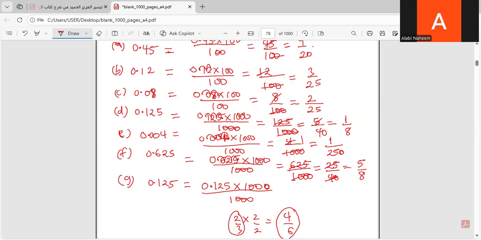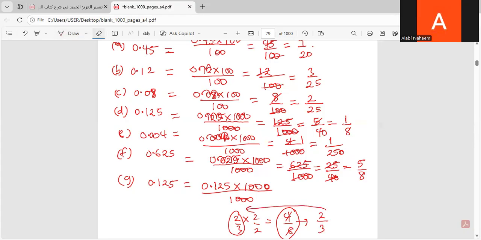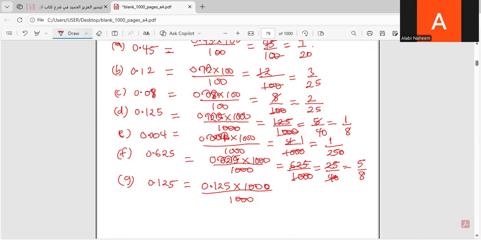But they are the same. Let's reduce this back to its original form. 4 divided by 2 is 2. 6 divided by 2 is 3. You can see it's now in its original form. So when we say multiply the number and divide it by the same number, or with a fraction, multiply the numerator and the denominator by the same number, they're actually the same. The number will remain the same that way.